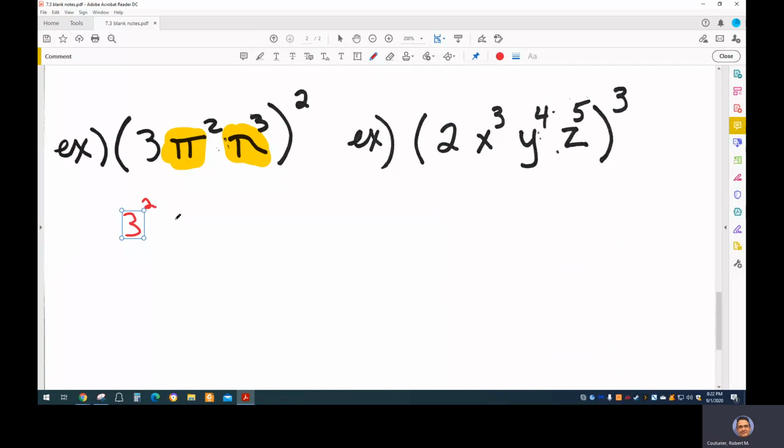3 raised to the power of 2. Then we're having pi squared raised to the power of 2. And then we're going to have lambda cubed, or to the power of 3, raised to the power of 2. Now we do our simplifying. Well, 3 squared. 3 times 3 is 9.